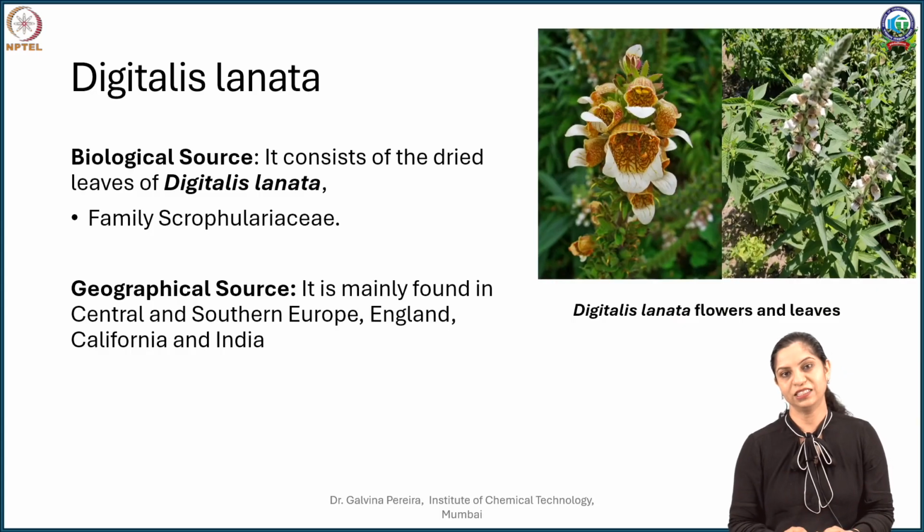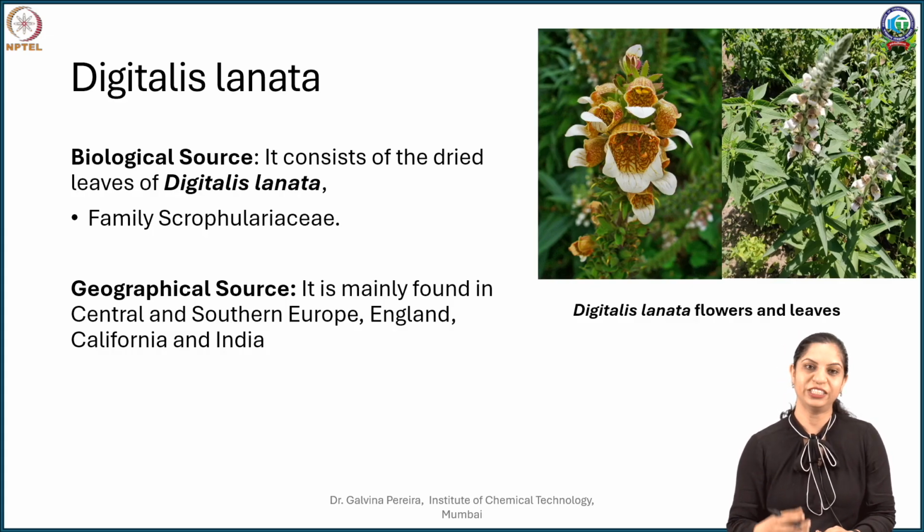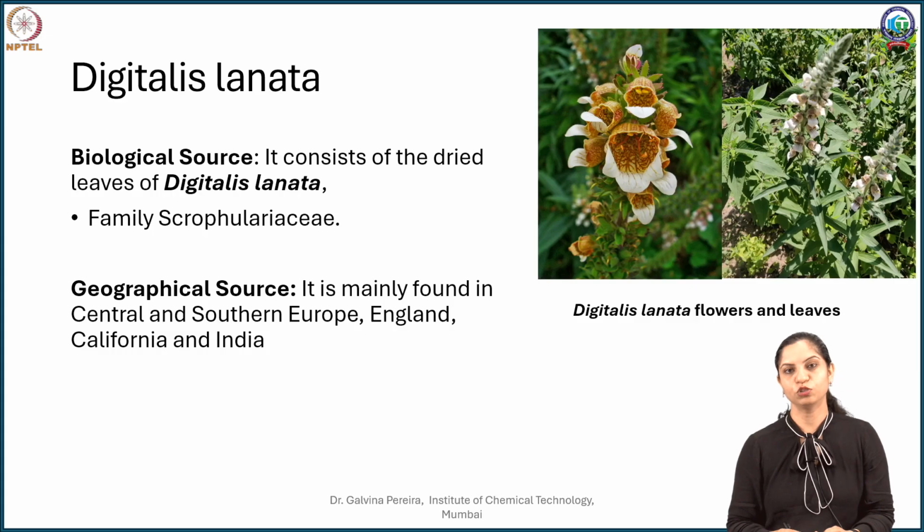Now we go on to another plant which also contains cardenolides, and that is Digitalis lanata. Unlike purpurea, which had purple flowers, as you can visibly see, this one has a brown to yellow inflorescence. It is obtained from the dried leaves of Digitalis lanata, which belongs to the Scrophulariaceae family, and it's found almost similarly in Europe, England, California and India, but you can see there's a notable difference between the leaves and the flowers of this plant.